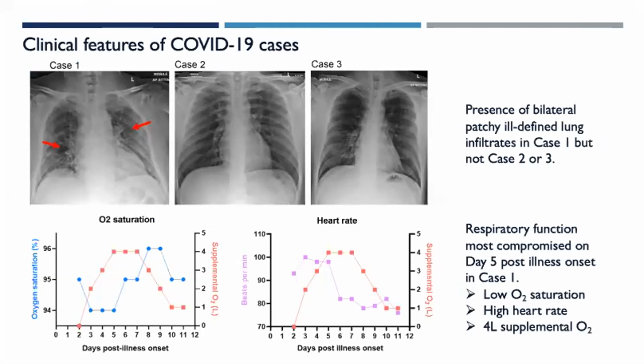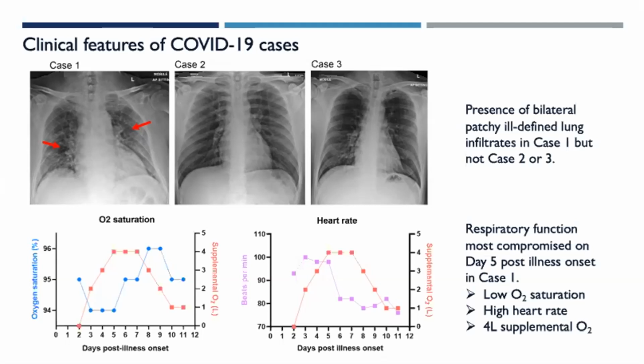At the same time, we also looked at respiratory function in all 3 cases, and we looked at 3 different factors. If I could orientate you to the graph on the screen, on the x-axis we have days post-illness onset. And for our y-axis, we have oxygen saturation, which is in blue, supplemental oxygen, which is in pink, and beats per minute or heart rate, which is in purple.